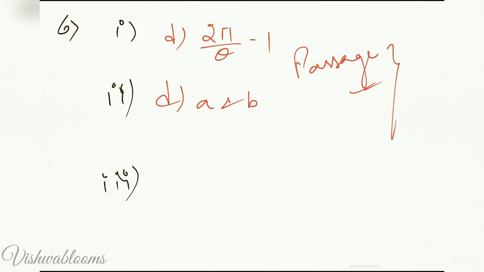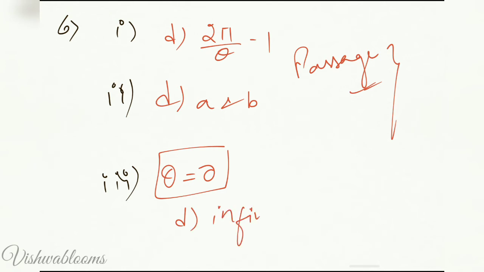Third question. Here, when theta is equal to 0, the number of images formed is R. So when theta is equal to 0 degree, there are infinite images going to be formed. So infinity.